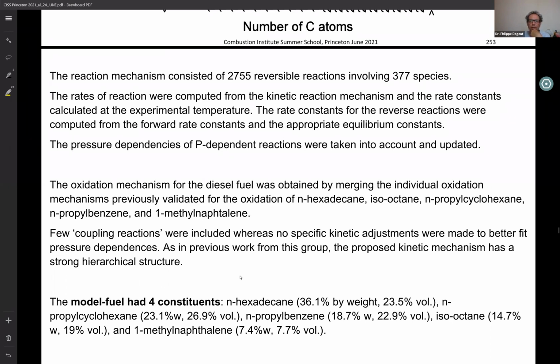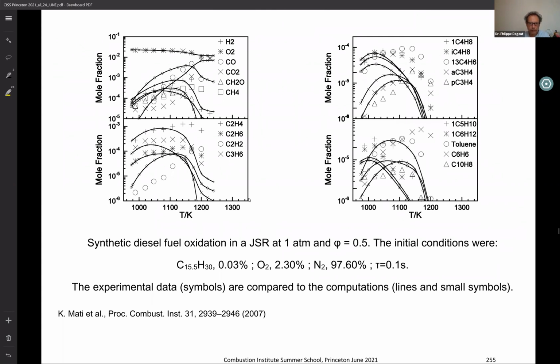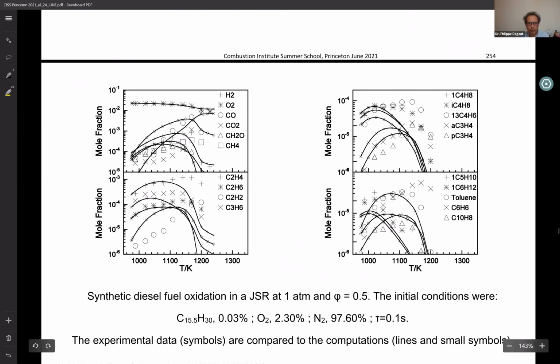The model fuel had 5 constituents, as I said: normal hexadecane, normal propyl cyclohexane, propyl benzene, isooctane, and alpha-methyl naphthalene, with these percentages here, 36% mass, 22 for propyl cyclohexane, 19 for propyl benzene, 15 for isooctane, and 7.4 for alpha-methyl naphthalene. So in this kinetic model, this chemical kinetic model was limited to high temperature chemistry. That's the reason why we didn't try to get data below about 1000 K.